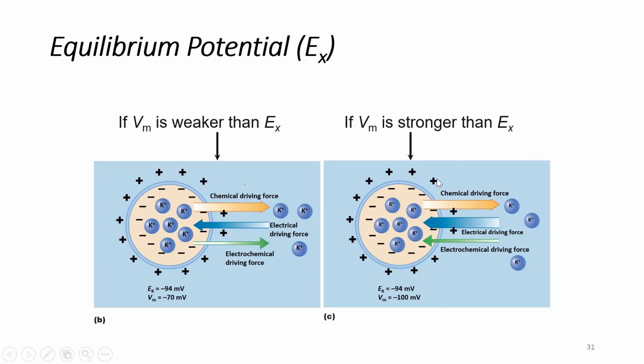So once again, we subtract the weaker force, which is the chemical driving force, from the electrical driving force, and we get the value of that force, but then the direction is going to be in favor of the stronger of the two, which is the electrical driving force.